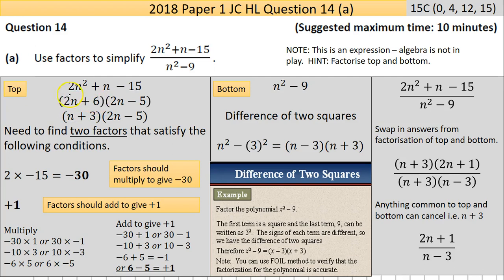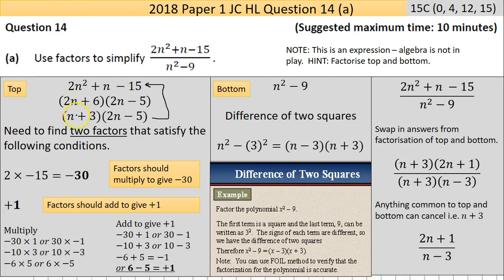Generally, you have to see if there's something that will divide evenly into one or both of the factors. Both of them can be divided by 2, so you end up with n plus 3 times 2n minus 5. If I multiply those two-term bracket by two-term bracket, I should end up back where I started. So how do I do that?